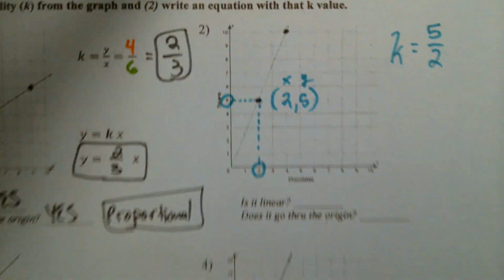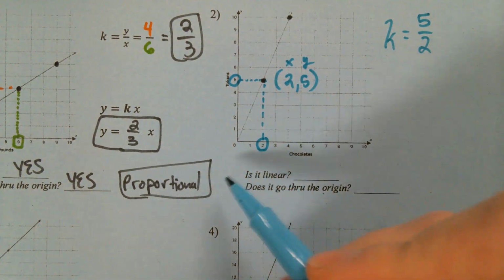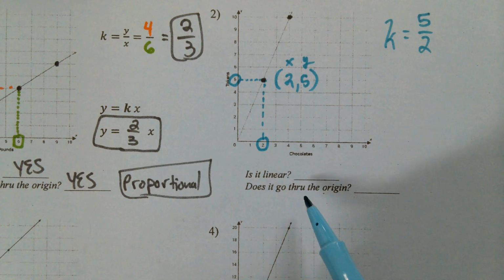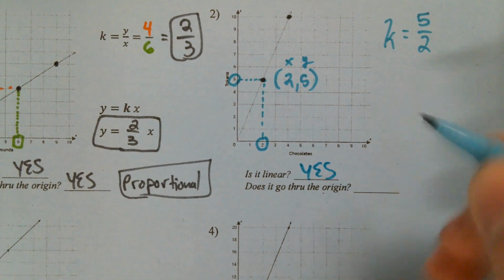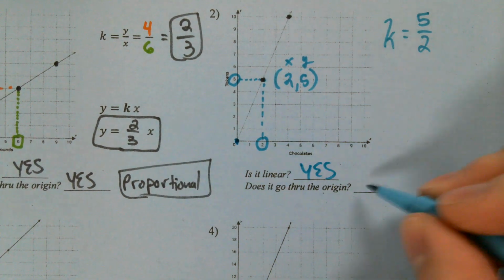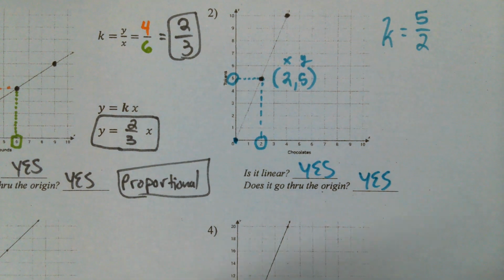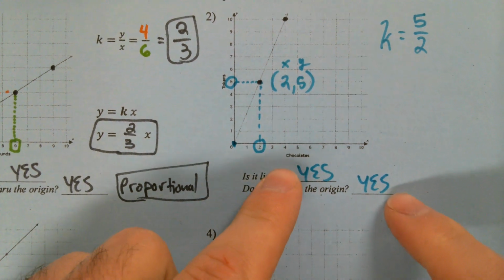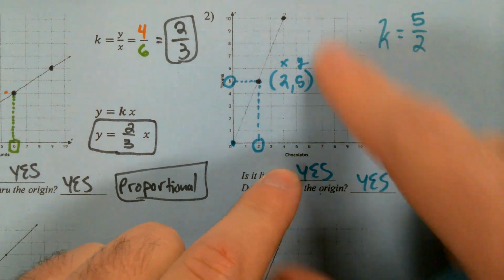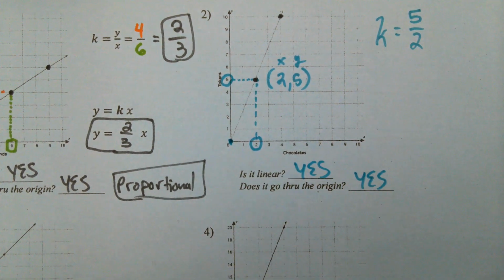Oh, whoops. I skipped the questions. I always do that. Is this line here straight? Is it a linear graph? Yes, it is. Does it go through the origin right down here? Yes, it does. So we can only find k when we get yes and yes. I apologize for the messed up order, but our k here is 5 over 2.